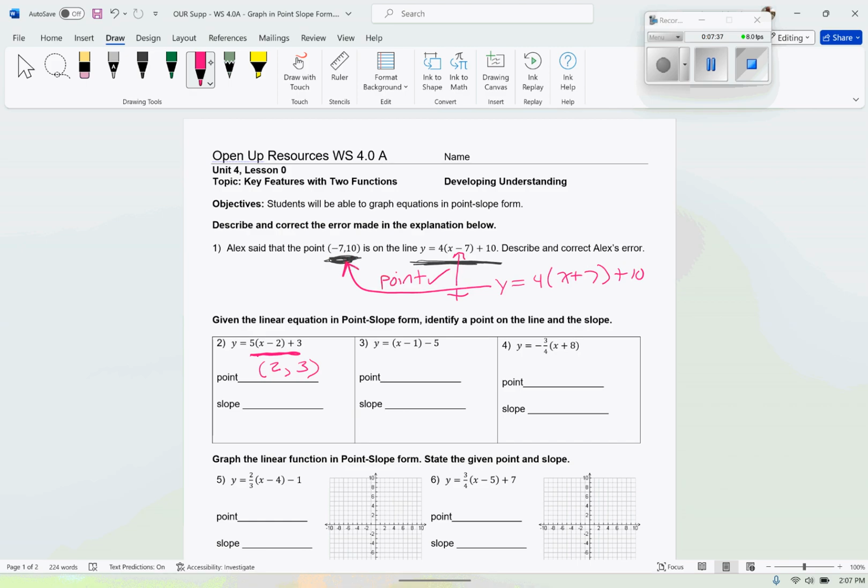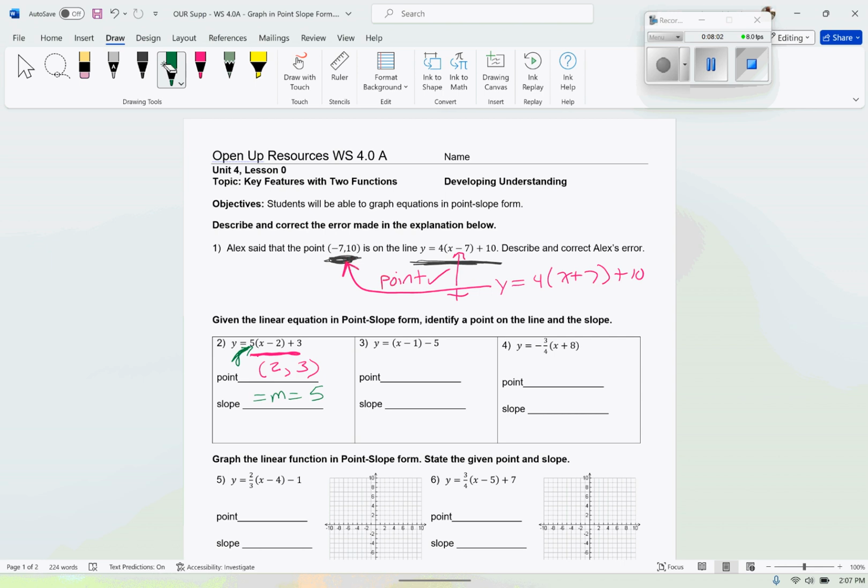Which number changed the sign? What number up there changed the sign? 2. It was a minus 2 in the parentheses. It came out to be a positive 2. And then that's the point that we find. And then this right here is our slope. Our slope, which is m, which is, in this case, 5.